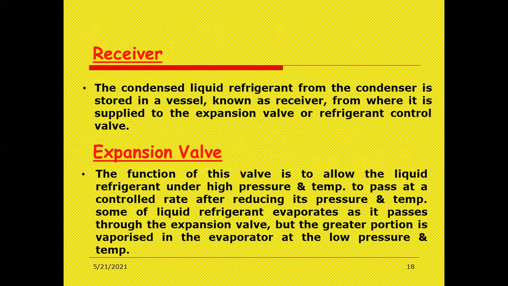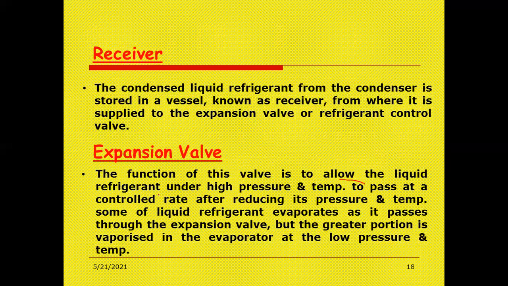So next, what does it do? 3 to 4, that is throttling, the expansion valve. Here the refrigerant which is stored in the receiver is supplied to the expansion valve or a refrigerator control valve. Next, expansion valve. The function of this valve is to allow the liquid refrigerant.